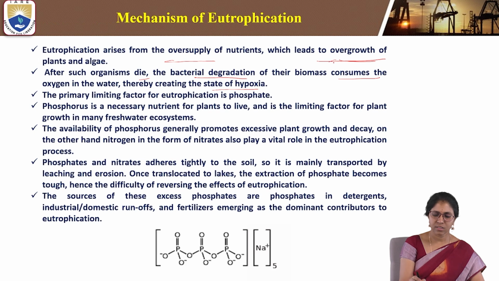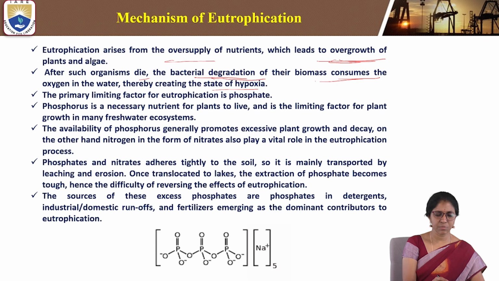Eutrophication arises from the oversupply of nutrients. Due to this oversupply of high nutrients, there is overgrowth of plants and algae present in water. When the plants and algae die, they undergo bacterial degradation. For the degradation of organisms, these bacteria consume the oxygen present in water. So due to that, the oxygen concentration decreases in the lakes.